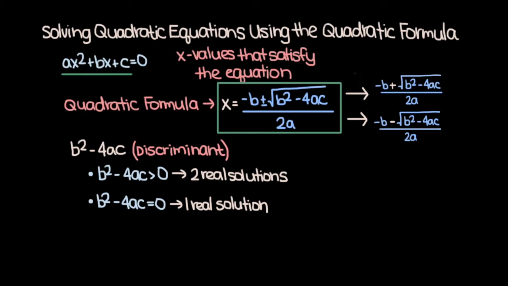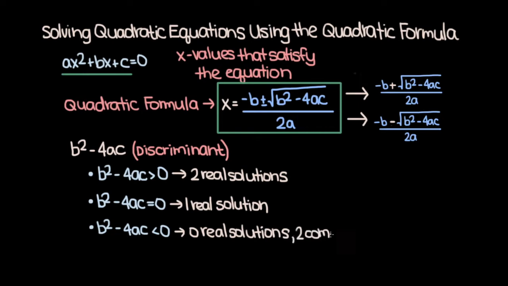Now, the final case we have to consider is when b squared minus 4ac is negative. That is, when it is less than 0. In this case, you have 0 real solutions, because if b squared minus 4ac is negative, then you'll be taking the square root of a negative number. The square roots of negative numbers are imaginary, and so ultimately you'll end up having 0 real solutions, but 2 complex solutions. I'll make a video covering imaginary and complex numbers in the future, so be on the lookout for that.